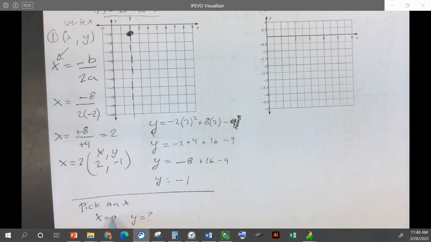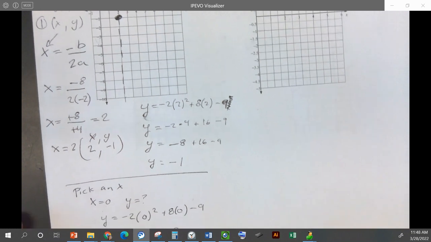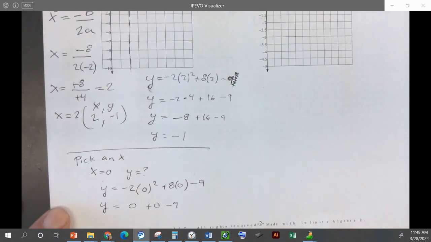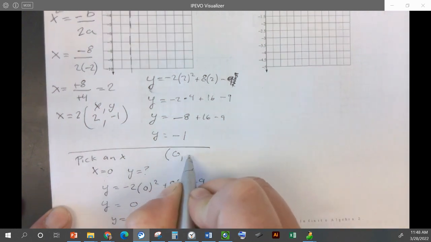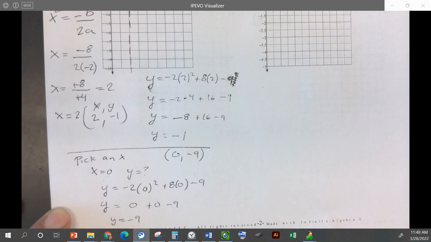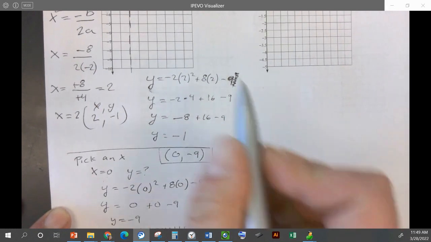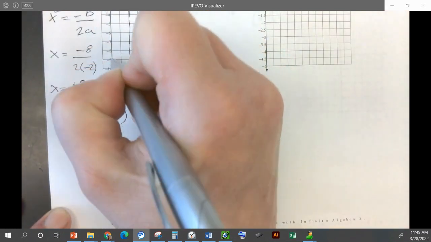Perfect. Put in 0 for all the x's. So we have this equation. Y is -2 times 0 squared plus 8 times 0 minus 9. So this is nice because we got 0 plus 0 minus 9. So when x is 0, y is -9. So our next point is 0, -9. So that's not our vertex, but that's a good point to plot.